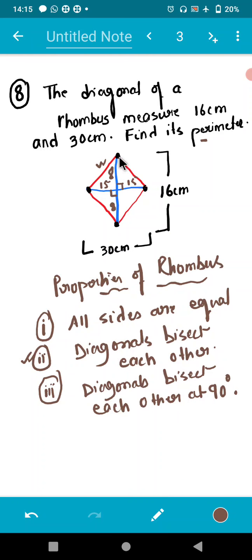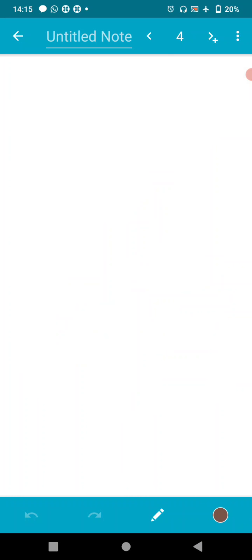So perimeter means what? The total length of the outline. So once we are aware of this one red line, all the red lines would be equal to each other. So if suppose this is 5, then all the red lines would be equal to 5. Then it will be very easy for us to find out the perimeter. Now the question is how to get this red line. Now we'll consider this as a right angle triangle. So let us go to the next page.